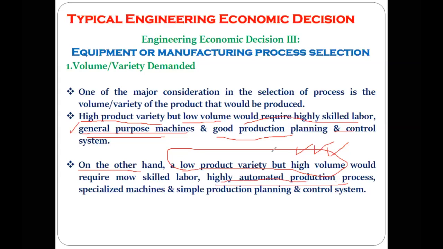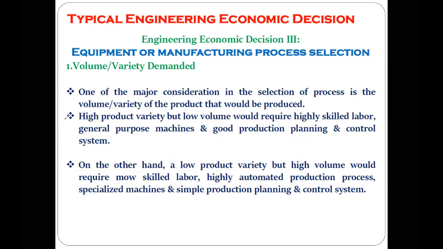Yes sir. As low product variety is there, you can choose general or medium scale labor. Understood? Because the variety of product to be generated is not so high, you need specialized or automated machines and a simple production planning and control system. So you can see, depending on the demand, the choice of particular equipment or manufacturing process has to be done. Understood the first factor, volume and variety demanded?